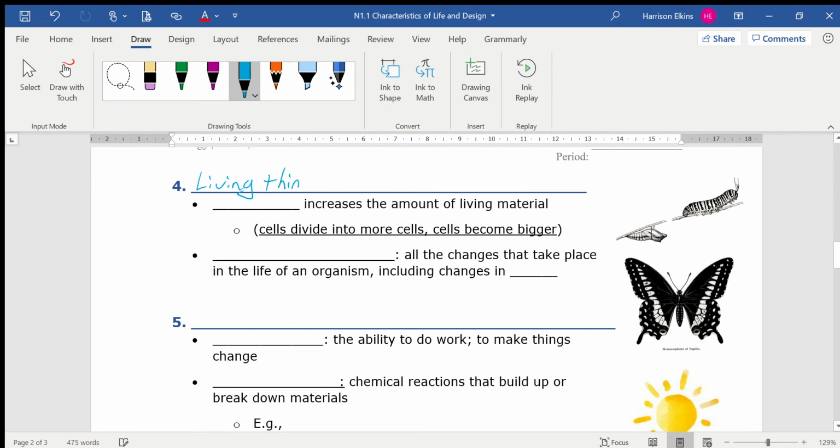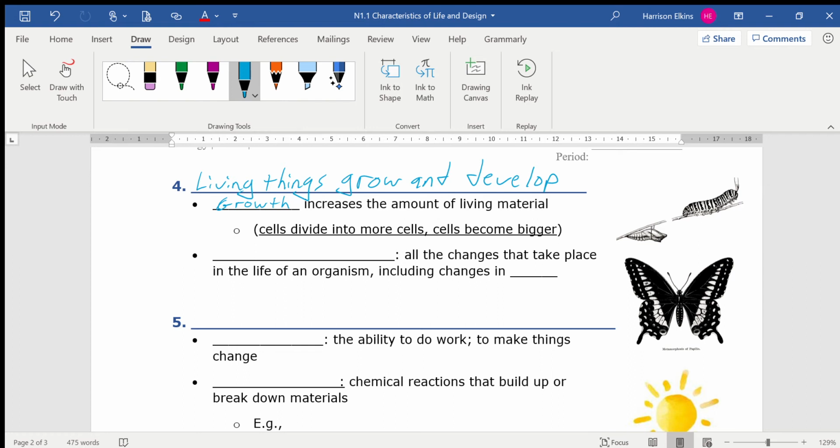Living things grow and develop, and those are two separate words. Basically, growth is simply increasing the amount of living material. So cells divide into more cells, and cells become bigger.